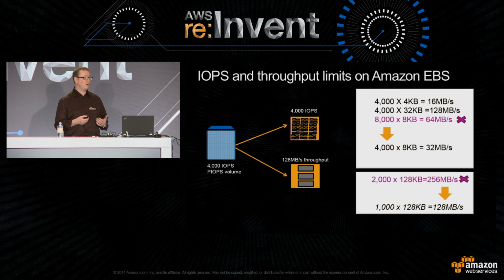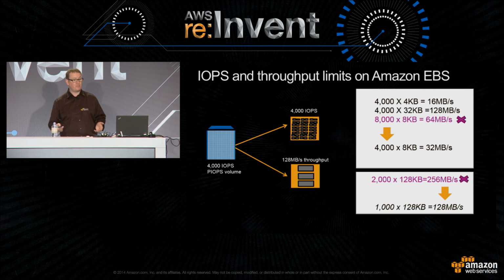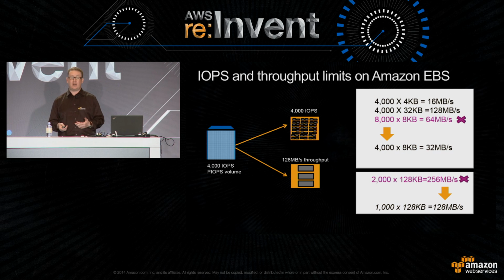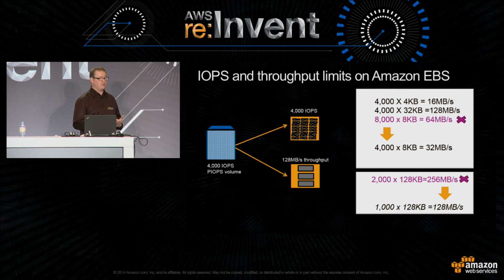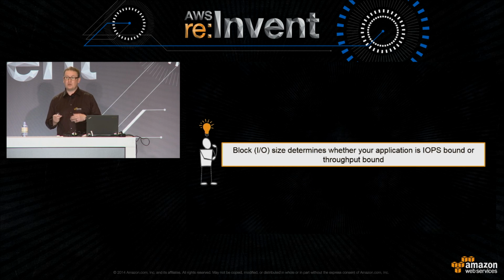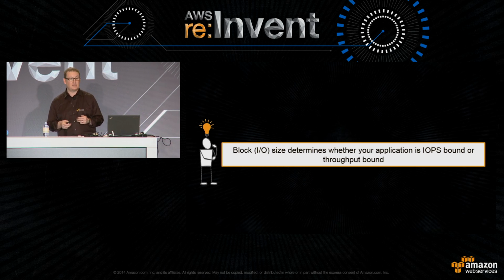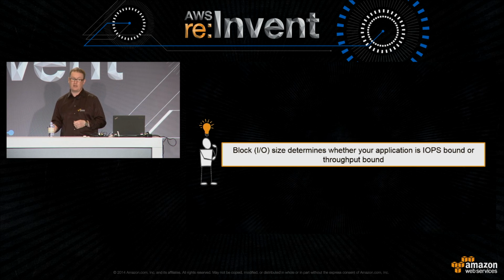You'd be storage bound or throughput bound at that point. So though the volume can definitely support doing 2,000 IOPS, when you take 2,000 and multiply it by 128K, it's more than the throughput of the volume. So you're throughput bound. It's important to understand those things. Make sure you know why your application's driving them. Is it the block size that's consuming all your throughput? Is it the number of IOPS that's consuming all the IOPS in the volume?